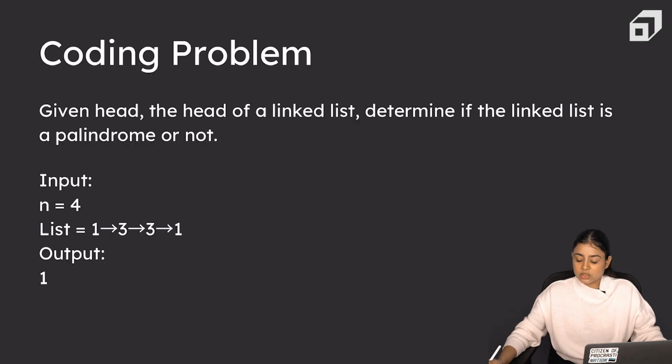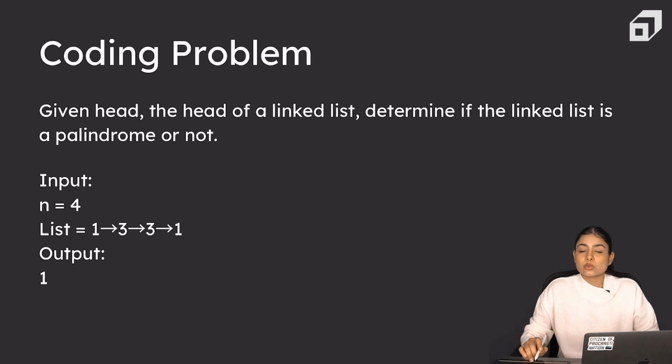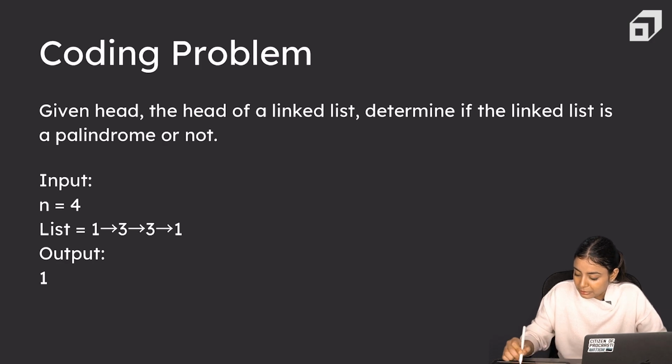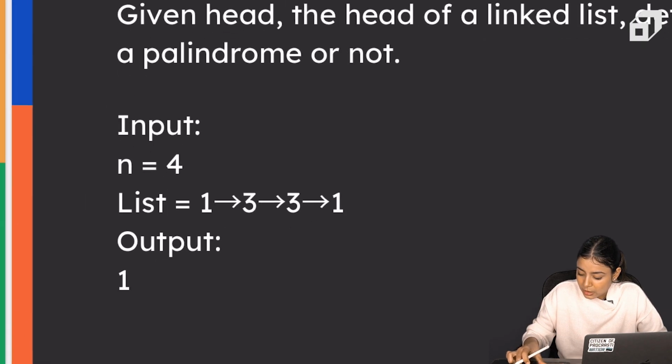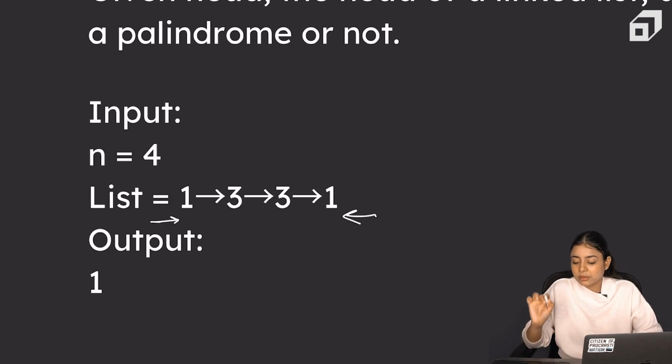Let's see, what does the next question tell us to do? The next question says, given the head of a linked list, determine if the linked list is a palindrome or not. Now, firstly, let's understand what exactly is palindrome. So, a palindrome is a sequence that reads the same if you read it from forward or backward. So, for example, if you take this linked list, if you traverse it from the forward or you traverse it backwards, it will be the same.